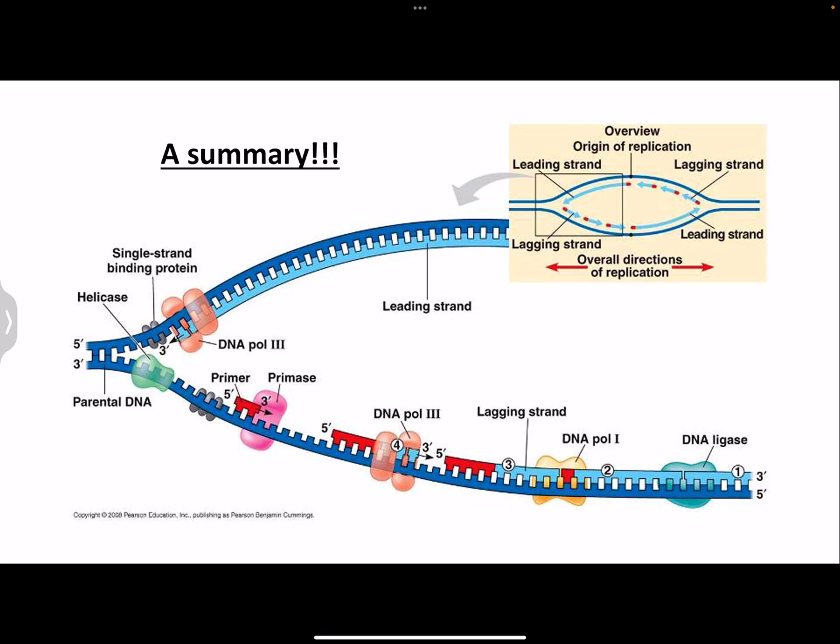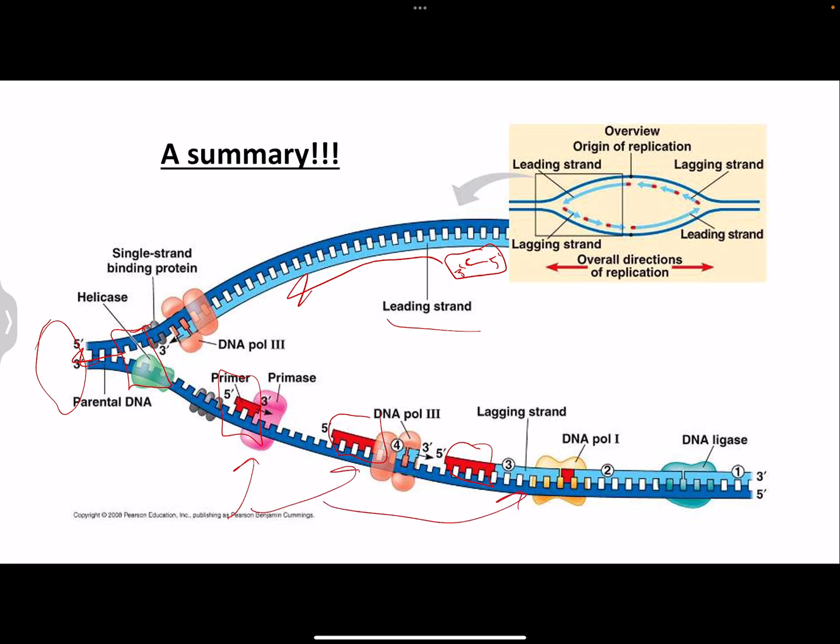This is just a nice summary. So we're going to lay down a 5' to 3' primer. Boom, we have it right there. We're going to extend with DNA poly 3, which is going to chase the helicase in this direction. Here we have topoisomerase. This is the leading strand. It's chasing the helicase. But then we also have primer here, and then we have DNA poly 3 and another one, DNA poly 3, and that's why we have these 3 Okazaki fragments.